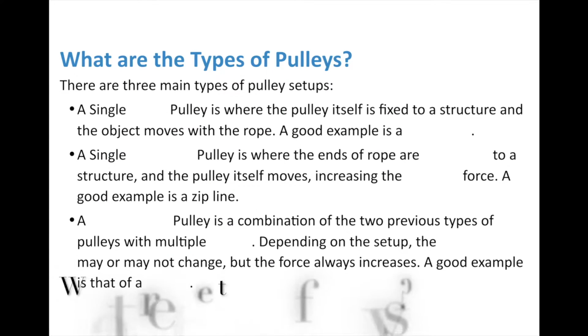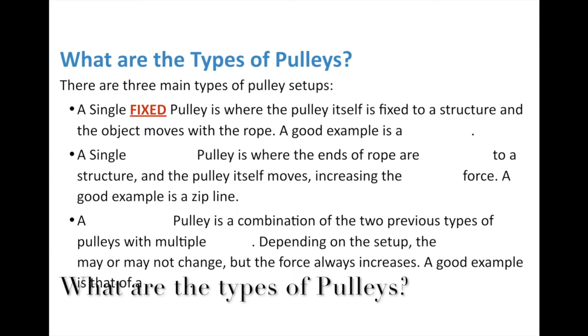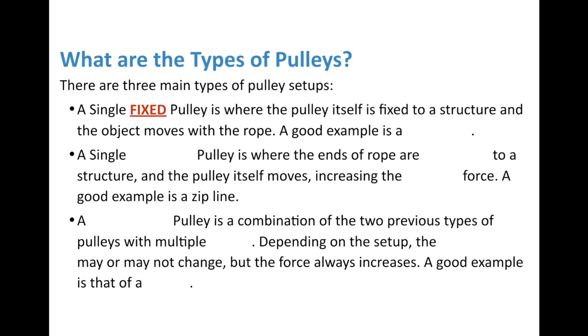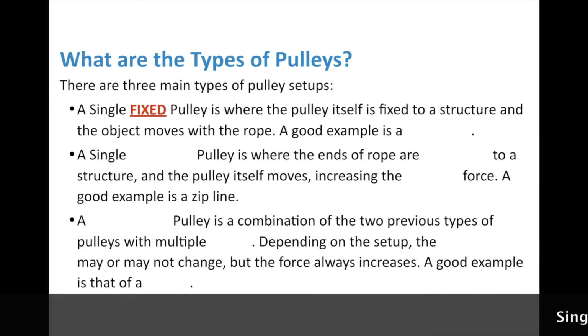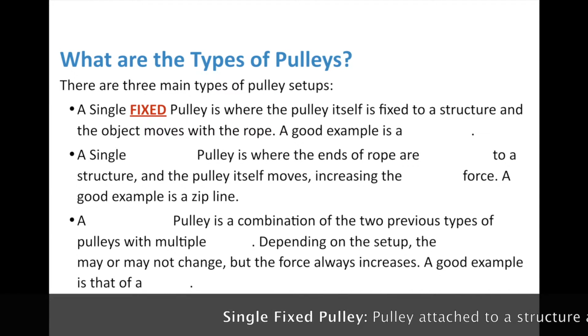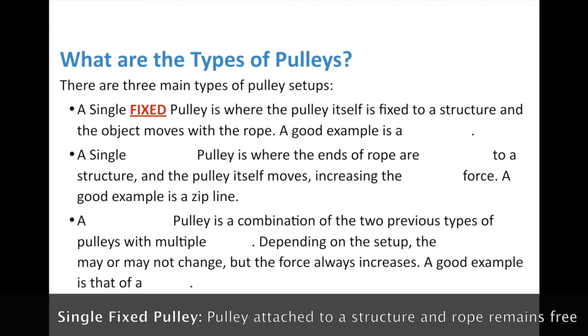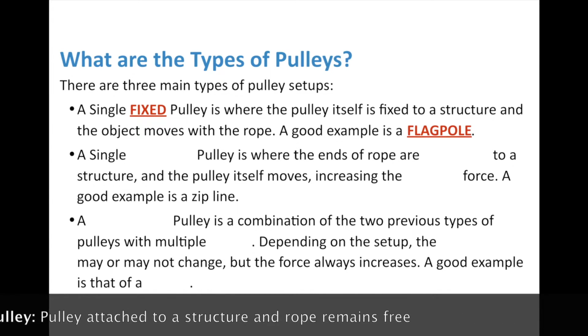And let's talk about them. There's three main setups. The first off is a single fixed pulley. That's usually what we think of. It's where the pulley is fixed to a structure, like it's fixed on the roof, and the rope is pulled through there. And the object moves with the rope. A good example is a flagpole.